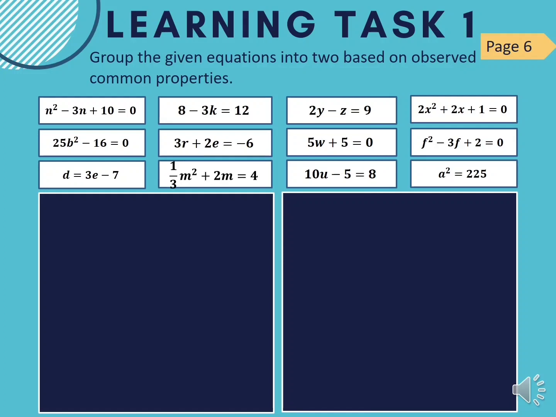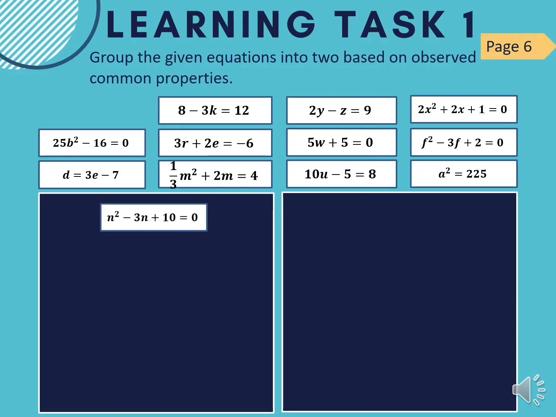Let us now discuss your previous activity. If you notice, some of the equations are in the degree of 1, while some are in the degree of 2. Now, let us classify them. First is n squared minus 3n plus 10 equals 0. What is the degree of the equation? Alright, that is 2, so you have to put it in one of the columns.